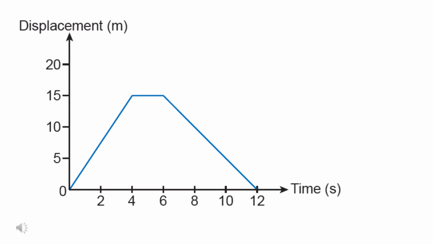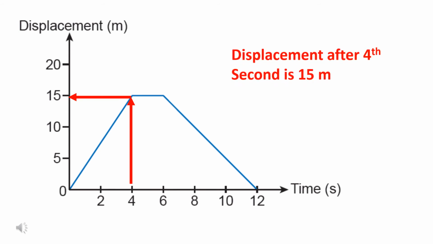Let's solve another problem. This graph represents a movement of a motorcycle. What is the displacement after the 4th second? Once again, you can project the displacement from the graph. The displacement of the motorcycle is 15 meters. Easy, isn't it?